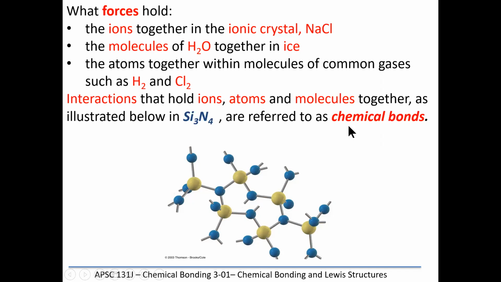Now, the interactions that hold these particles together, and the particles can be either ions or molecules or atoms, we collectively call them chemical bonds. There are different kinds and different models to enable us to understand them. Now, to assist us in understanding chemical bonds, we like to use various terms.